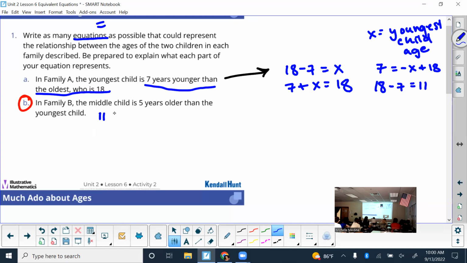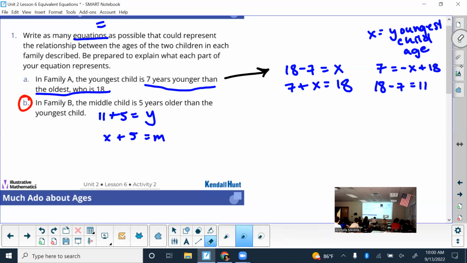Okay, Amari, what did you say? 11 plus 5 equals 15. Okay. Did someone say something over there? X plus 5 equals M. Okay. I was saying we're doing.